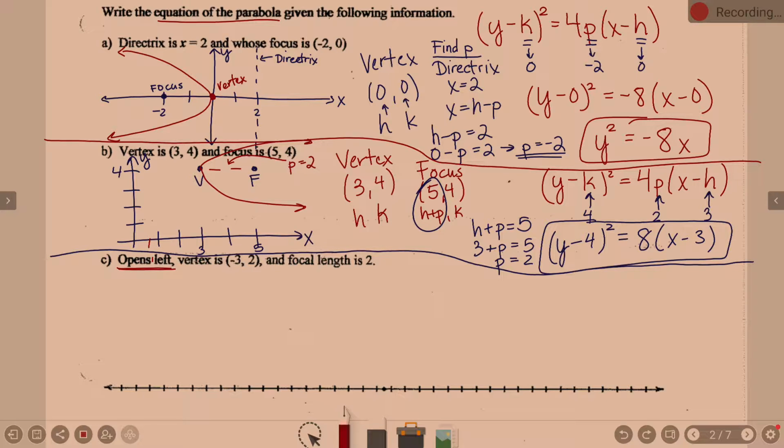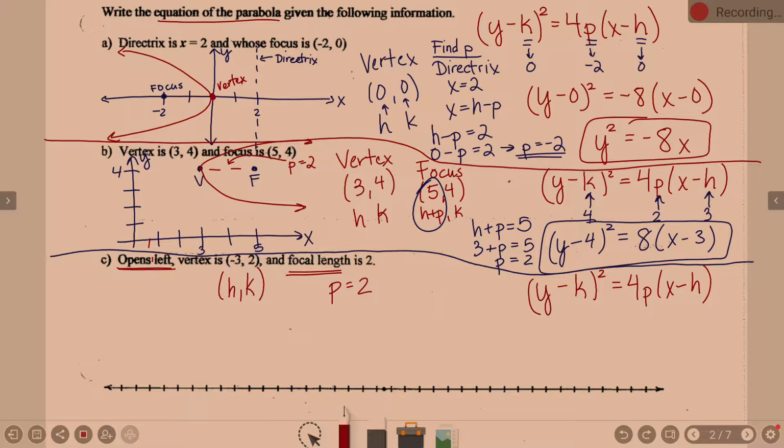Okay, we are in the right column because it opens left. So that means I'm going to be filling in y minus k squared equals 4p times x minus h. H and K, they give us the vertex, which means they give us h, k, and they give us P. It says focal length is 2, and so that means P is 2.